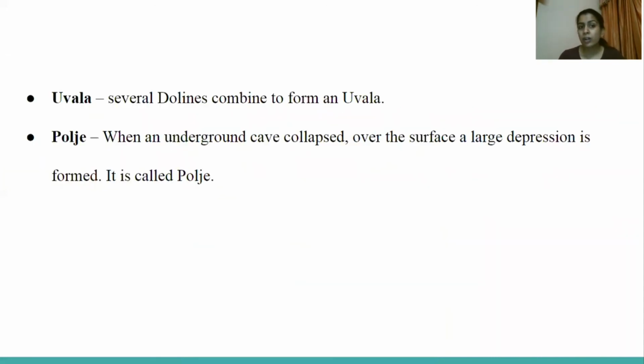Uvala. Several dolines combine to form an uvala. And polje. When an underground cave collapses over the surface, a large depression is formed. It is called a polje.